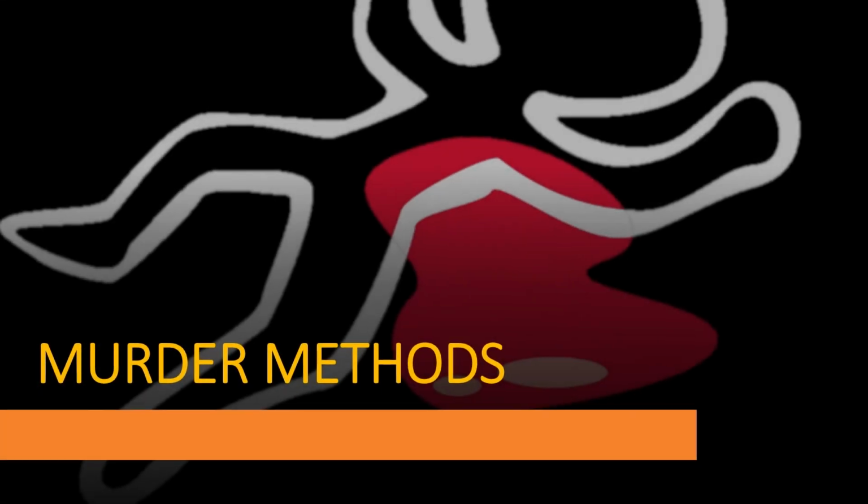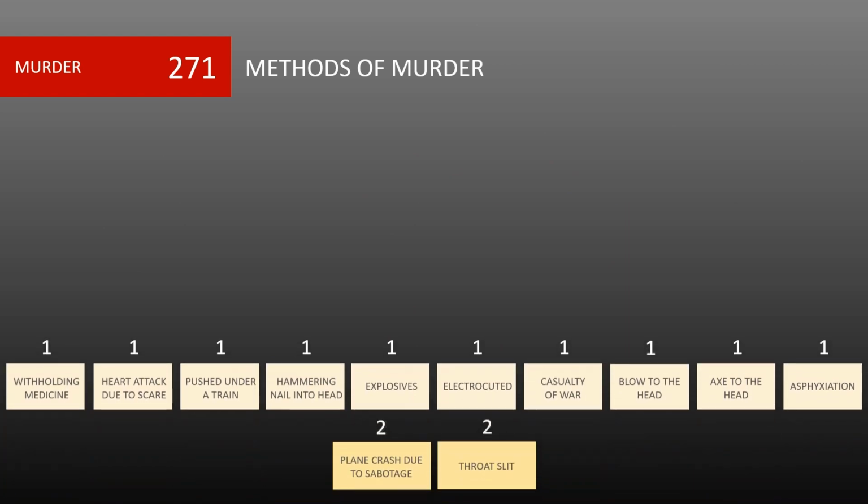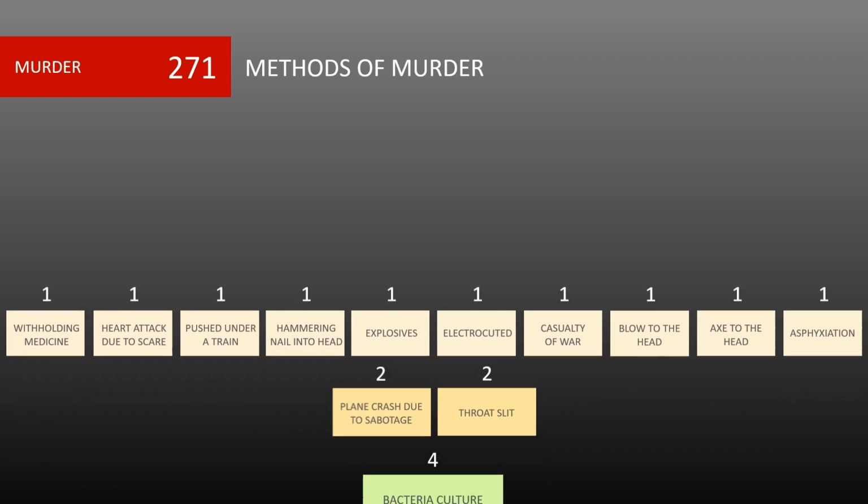Agatha Christie was renowned for her ability to create ingenious and creative murder methods in her mystery novels. Her books often featured unconventional and intriguing ways in which the victims met their demise. Here are a few examples of Agatha Christie's notable murder methods.